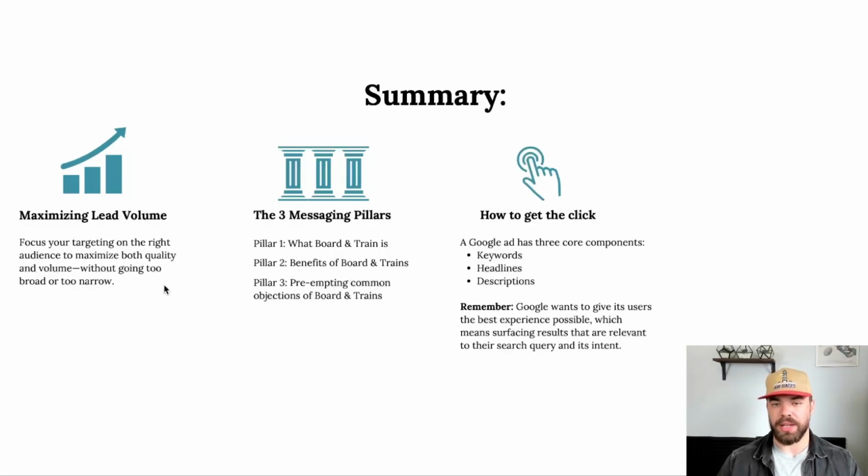How to get the click. A Google ad has 3 core components. You're going to have your keywords, your headlines, and your descriptions. Remember, Google wants to give its users the best experience possible, which means surfacing results that are relevant to their search query and its intent. So while you're creating your Google ad campaign, if you find yourself overthinking it, just remember at the end of the day, Google simply wants to surface results that are relevant to the search term that the user put in the search bar.